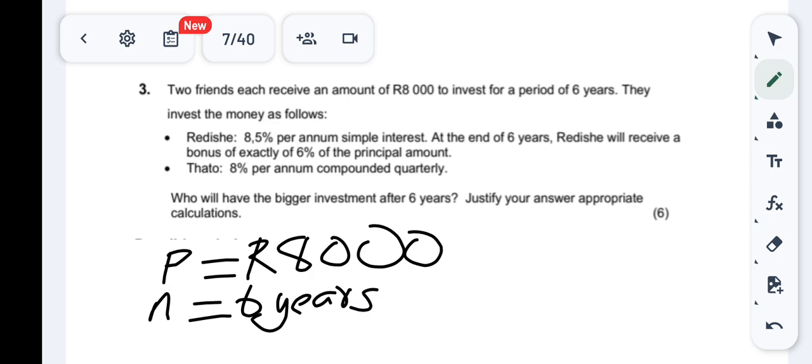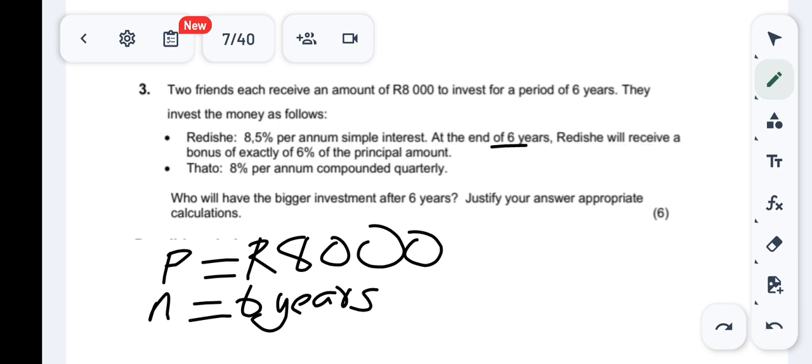They invest as follows: Redishe, 8,5% per annum simple interest. And then at the end of 6 years, Redishe will receive a bonus of exactly 6% of the principal amount.